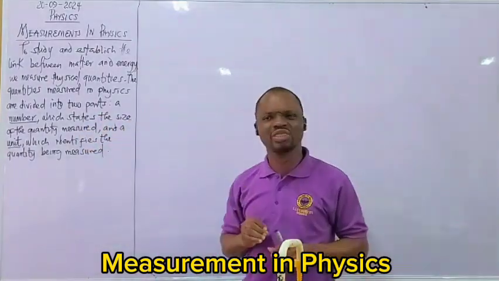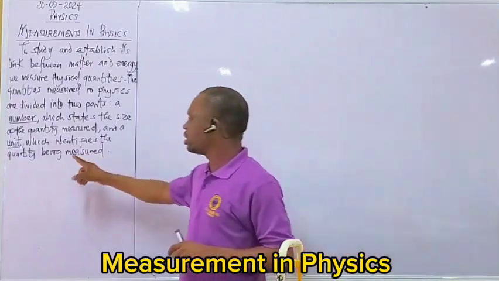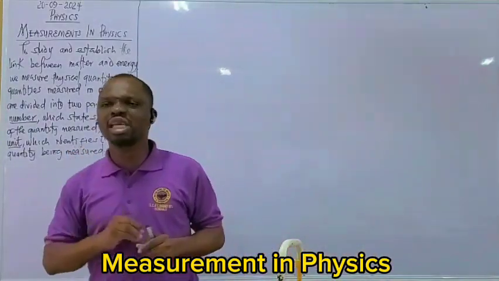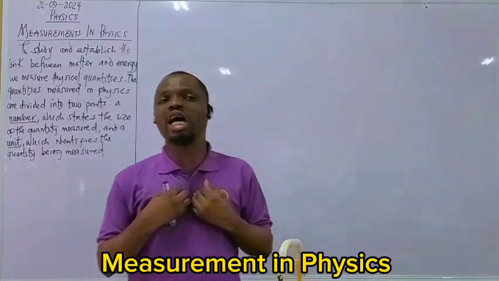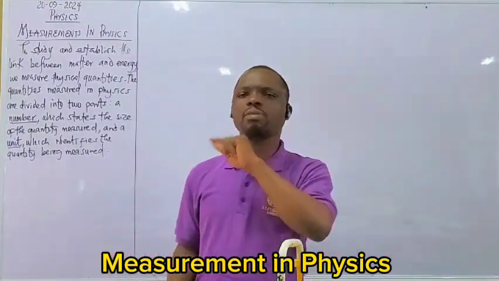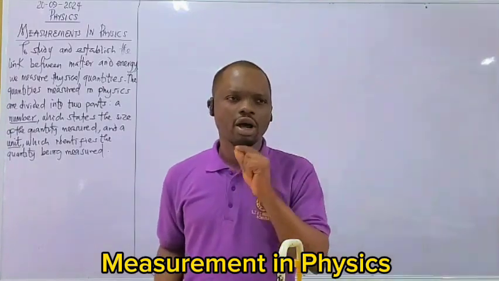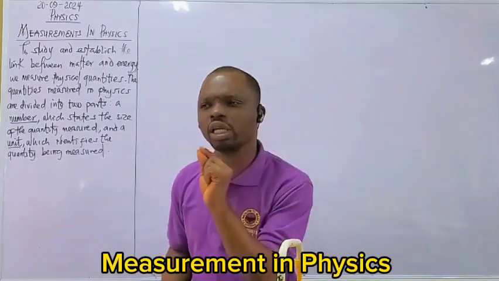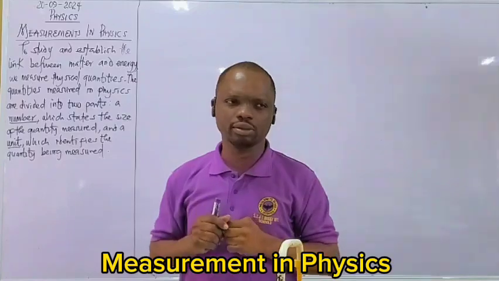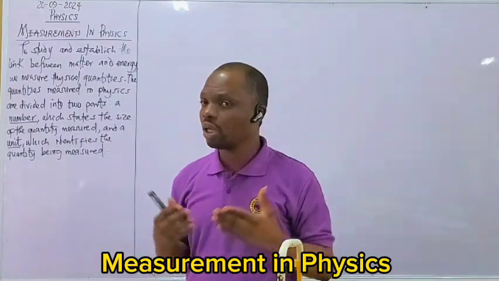Then the other part, which is very important also, is the unit. The unit identifies the quantity being measured. Even if I don't tell you that I am measuring the mass of the person, but I tell you the student weighs 60 kg, that kg tells me about what I am measuring. Are we together?